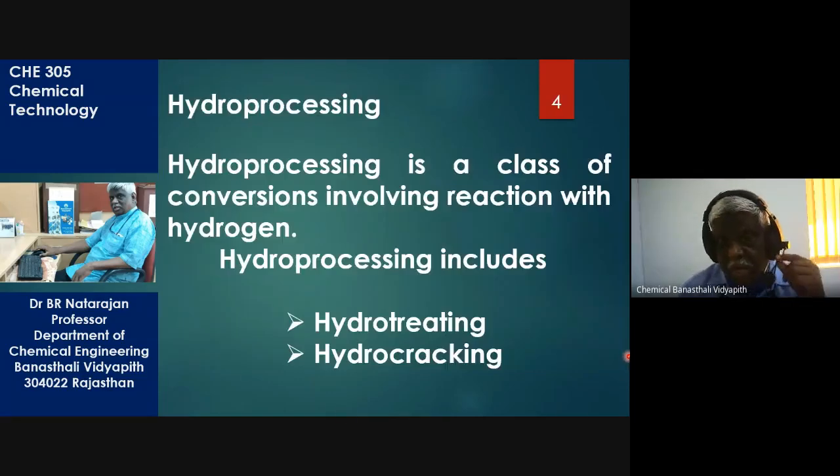We start with hydroprocessing. Hydroprocessing, as the name suggests, is a process which involves reaction with hydrogen. So I am carrying out my process in the presence of hydrogen. That has got the name hydroprocessing. Hydroprocessing may include hydrotreating and hydrocracking. Hydrotreating, we have already seen a bit of it in hydrodesulfurization, where we had to remove the sulfur impurities before steam reforming of naphtha or natural gas, because sulfur is a poison for the nickel catalyst. So there we had to do desulfurization in the presence of hydrogen. Hydrotreating and hydrocracking are fundamentally different because the objectives are different. We will see it shortly.